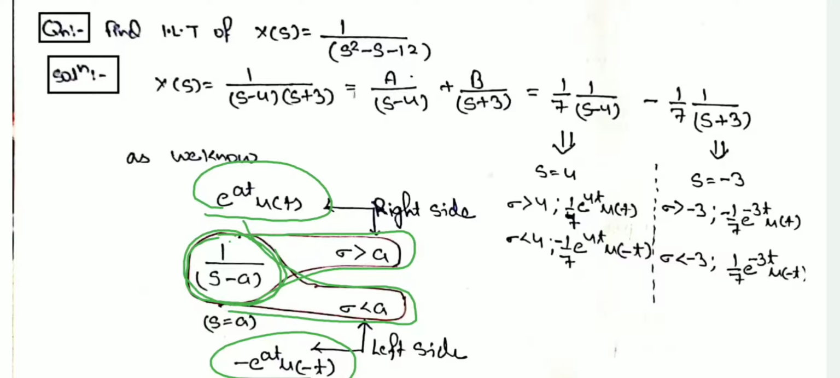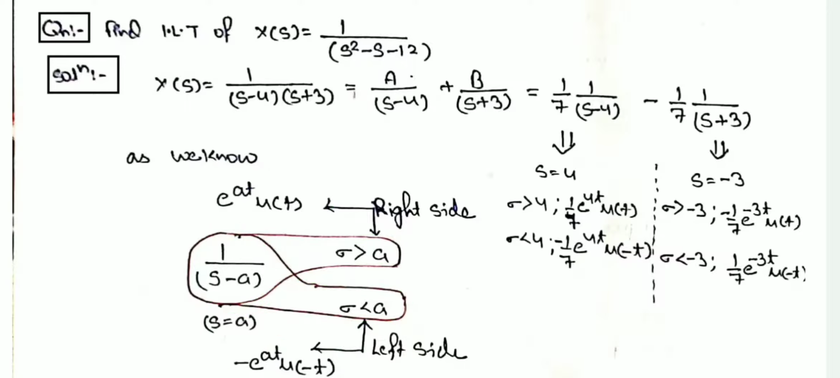Okay, therefore in both cases, if sigma is greater than 4, two possible cases are obtained here. What if sigma is greater than 4, what if sigma is less than 4? There are two possibilities. If sigma is greater than 4, then the signal must be a right sided signal, and its inverse Laplace transform becomes 1 upon 7 e to the power 4t ut.